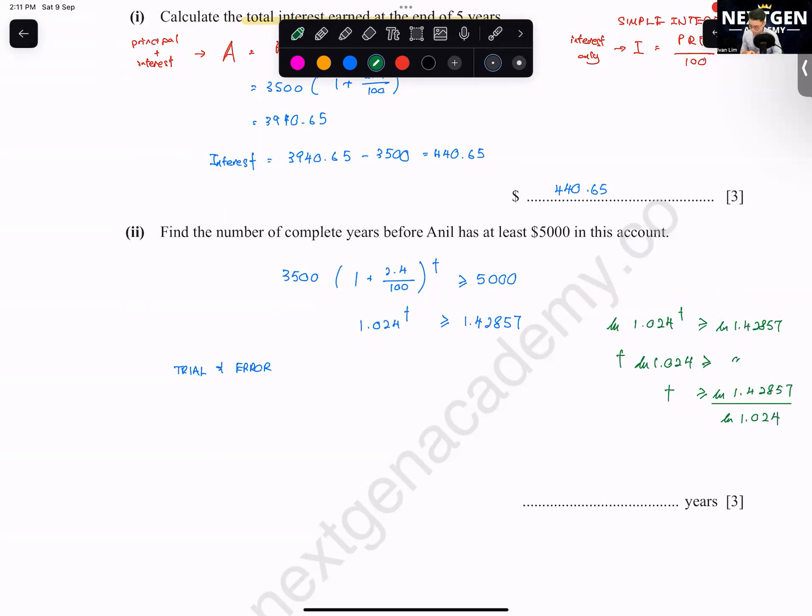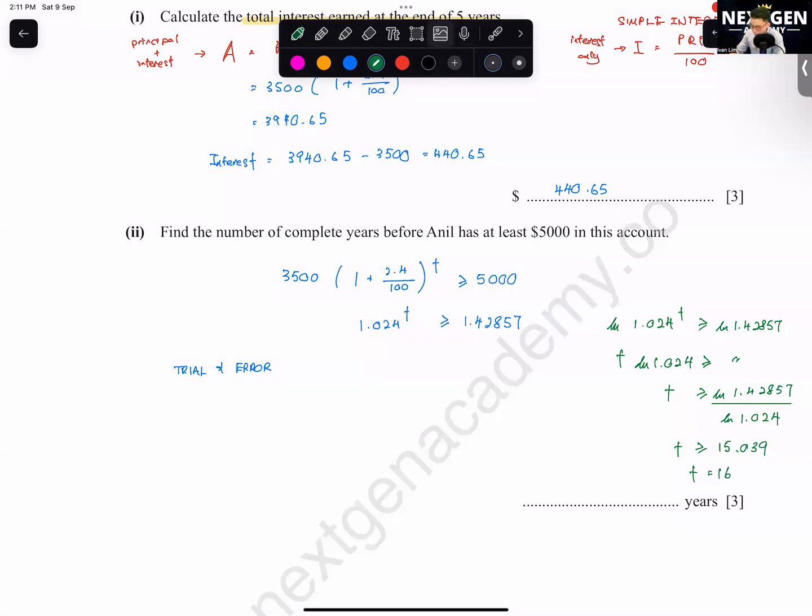ln 1.42857 divided by ln 1.024. You see what's the value you get? T is more than or equals 15.039, right? Therefore, T is equals to 16.